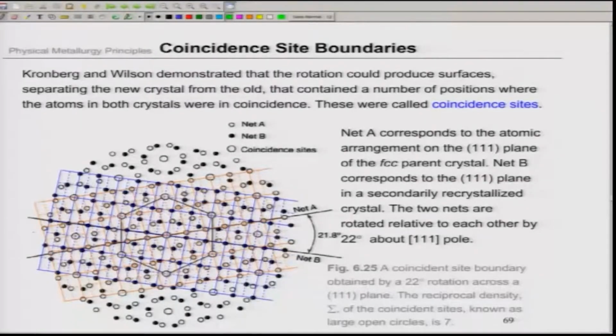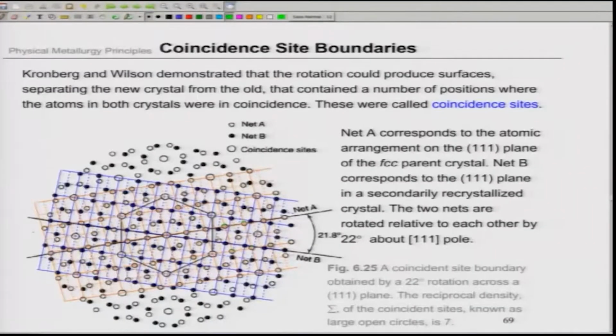See, net A corresponds to the atomic arrangements on 111 planes of FCC. 111 planes of FCC are hexagonally oriented if you carefully look at it. And net B also corresponds to the 111 plane in a secondary recrystallized crystal out of FCC. I do not know, you have no idea of recrystallization now, but let us suppose something has formed from the first FCC parent crystal. These two nets are rotated relative to each other by 22 degrees across 111 directions.